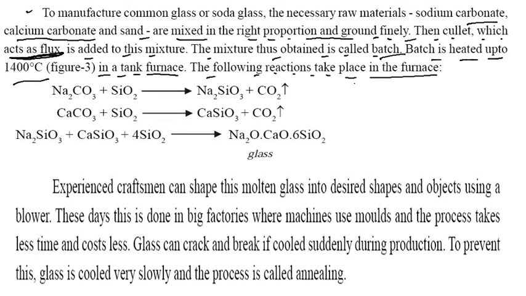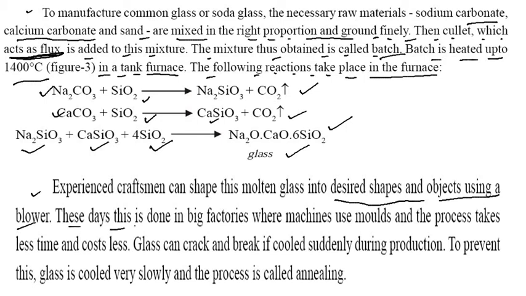In a tank furnace, the following reactions take place. The first reaction: sodium carbonate reacts with silica, SiO2, silicon dioxide, to form Na2SiO3 and carbon dioxide is removed. Now calcium carbonate and silica react to form calcium silicate and carbon dioxide. Now sodium silicate, calcium silicate and silica are mixed together. They form a formula of this type, Na2O, CaO and 6SiO2. That is the glass. Experienced craftsmen can shape this molten glass into desired shapes and objects using a blower.